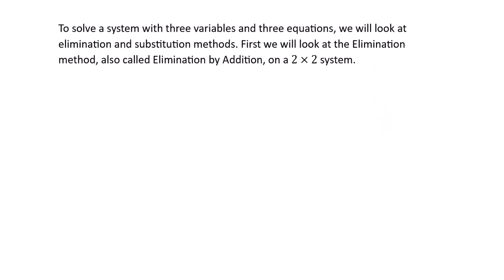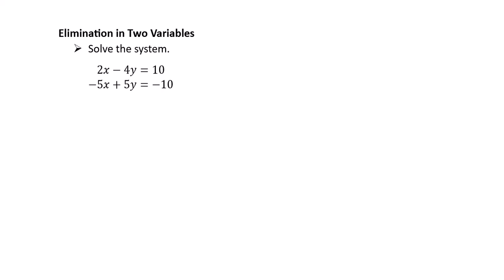To solve a system with 3 variables and 3 equations, we will look at elimination and substitution methods. First, we'll look at the elimination method, also called elimination by addition, on a 2 by 2 system. Let's start out with elimination in just 2 variables and solve this system. Now, I had mentioned that this is also called elimination by addition. That's because of the way we use the ability to add these equations.